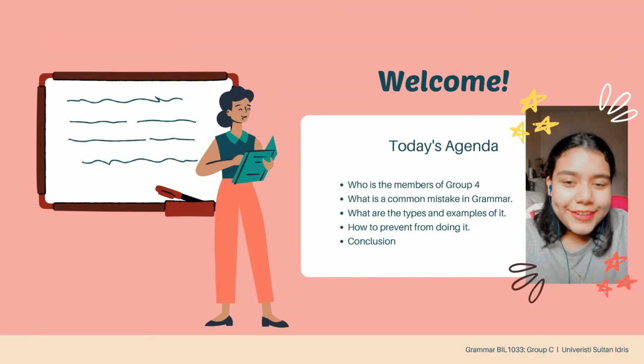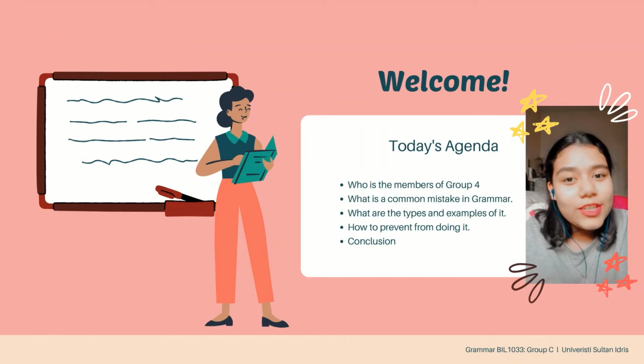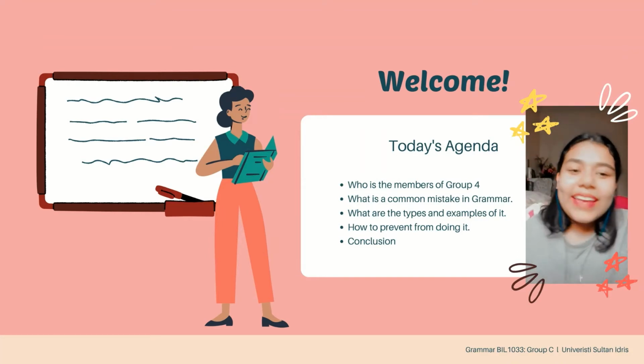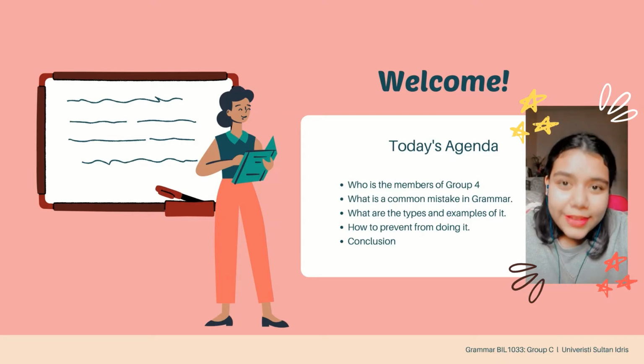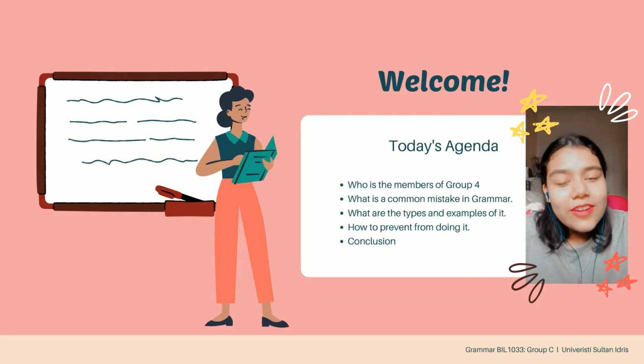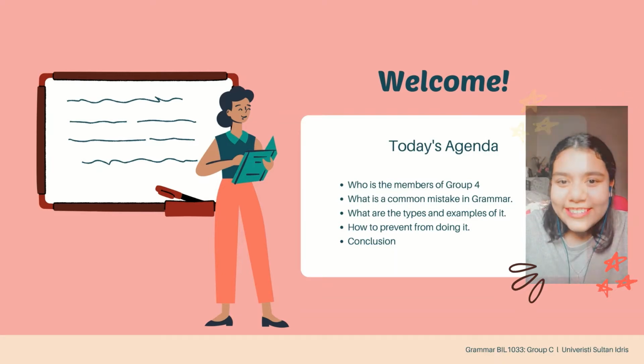In this video, I'm gonna tell you guys about the members of Group 4. And after that, I'm gonna explain about common mistakes in grammar that people normally do. I will be giving types of common mistakes, examples, and also formula to prevent it from happening again. And by the end of this video, I'm going to conclude what we have learned today.